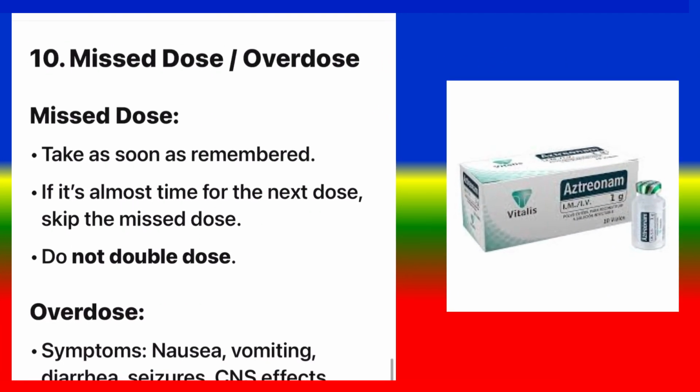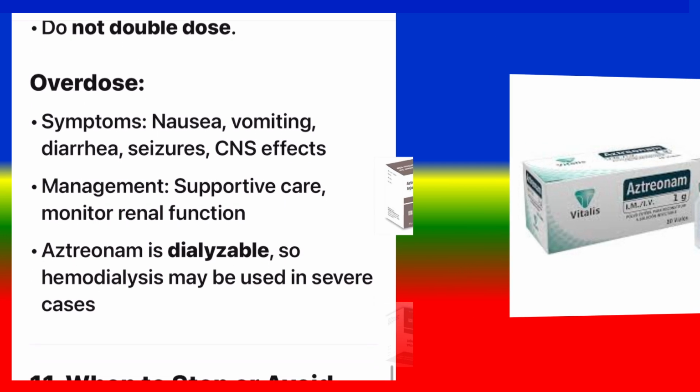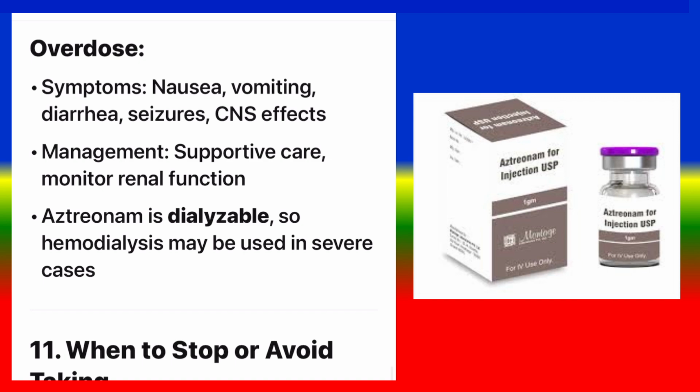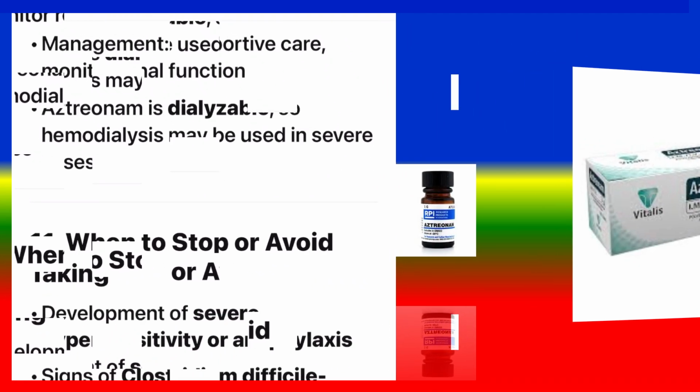Number 10. Missed dose, overdose. Missed dose: take as soon as remembered. If it's almost time for the next dose, skip the missed dose. Do not double dose. Overdose symptoms: nausea, vomiting, diarrhea, seizures, CNS effects. Management: supportive care, monitor renal function. Aztreonam is dialyzable, so hemodialysis may be used in severe cases.